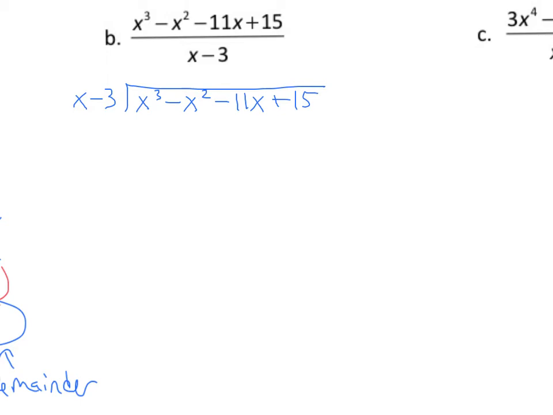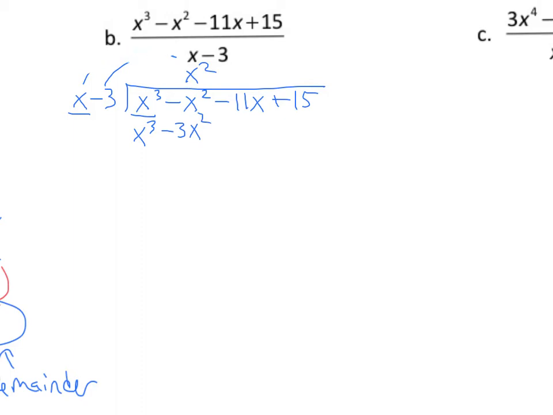And so I divide, and I want to know x times what is x to the third? That would be x squared. And then I multiply. X squared times x is x to the third, and x squared times negative 3 is negative 3x squared.